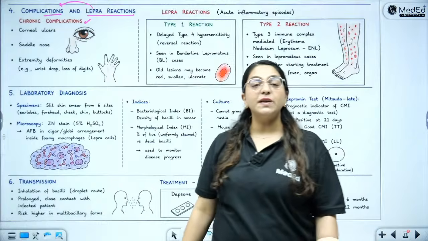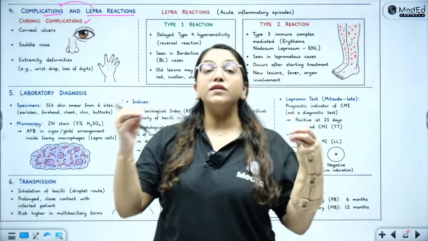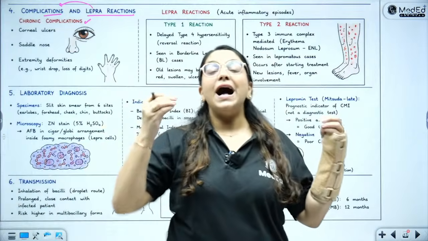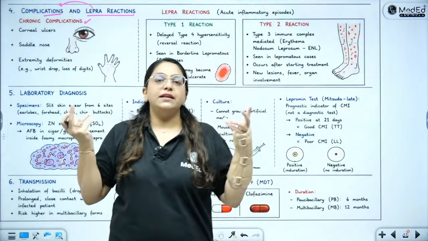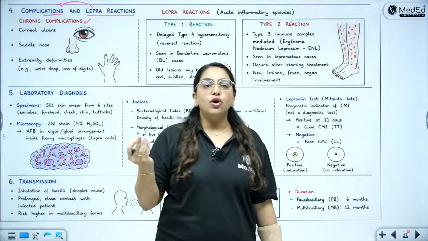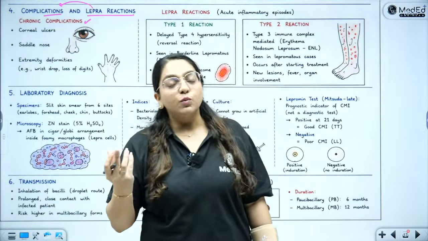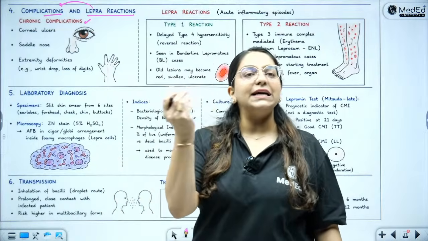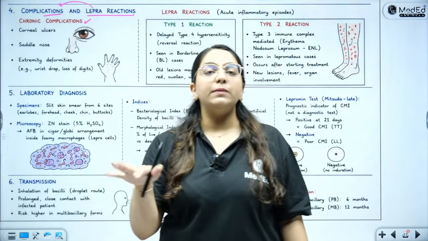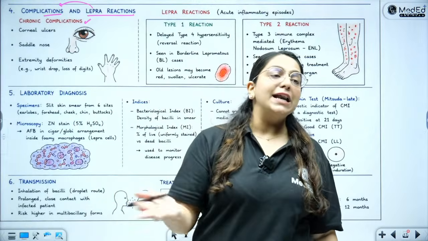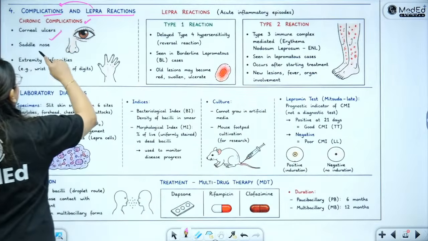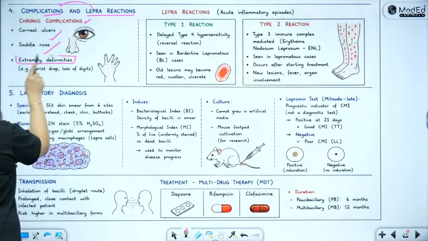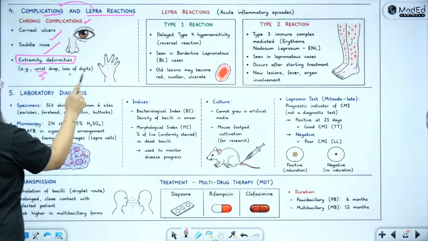What will the chronic complications be? Like I said, there is nerve involvement, so there is going to be hypoesthesia. The person is not going to feel anything, not going to feel pain, not going to feel heat. So what will happen ultimately? Even if there is any kind of trauma, the person is not able to pay attention to it. Eventually, it can lead to loss of those parts. So corneal ulcer, saddle nose and deformity of the extremities. There is wrist drop, loss of digits.